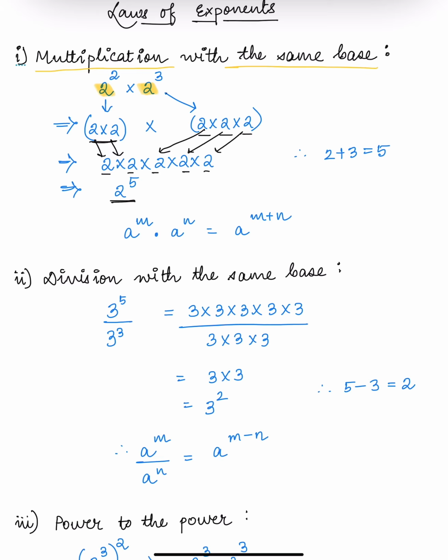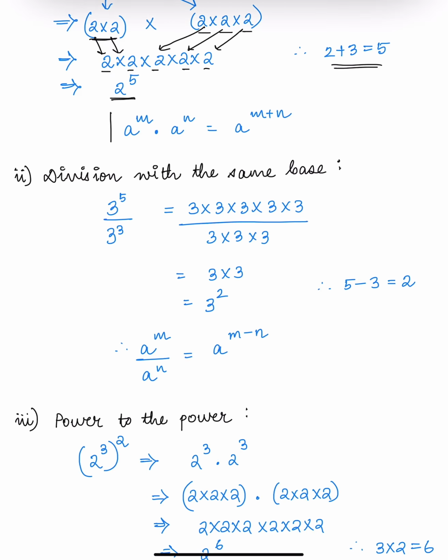And when we observe that, we get 2 plus 3 is also equal to 5. So the law is a to the power m into a to the power n will give us a to the power m plus n.